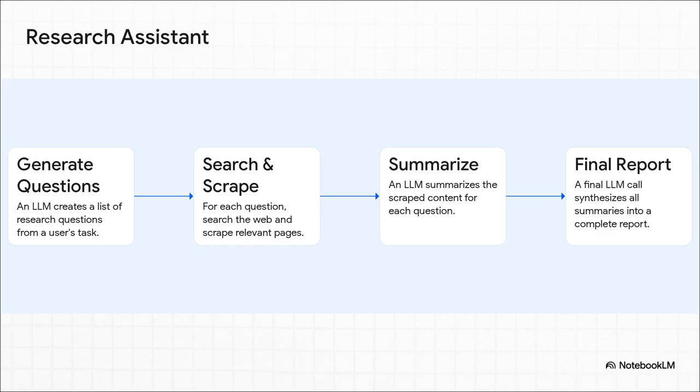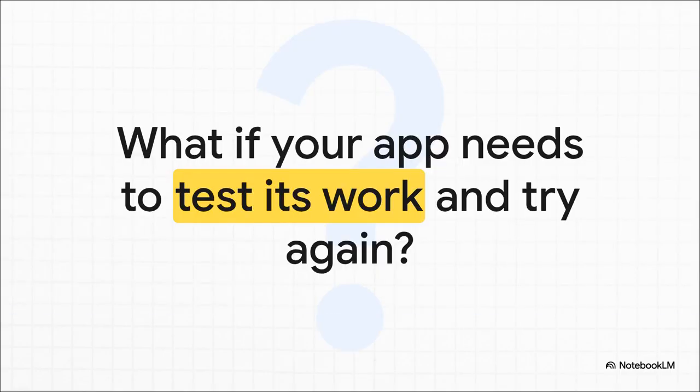Super straightforward, totally predictable. But what if you need something smarter? Yeah, that's the big but, isn't it? That whole straight line process has a major drawback. What if your application needs to be more reflective? What if it needs to test its own work and, if it finds a mistake, loop back and try again? A simple chain just can't do that. It doesn't know how to go backwards.